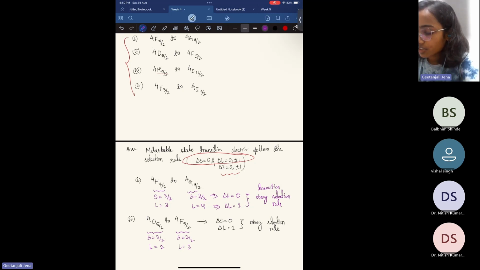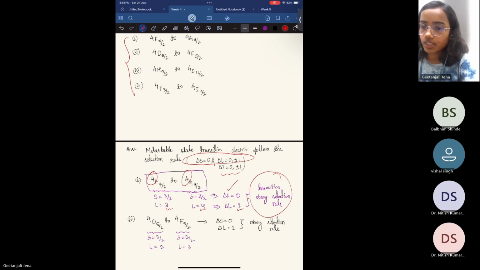If you see the first transition, which is from 4F 7/2 to 4G 9/2, 2S plus 1 is the same for both the levels. It is 4, that means the value of S will be the same. So the S value will be 3/2, and delta S is already satisfied. Delta S is 0. And for L, for F, L is 3, and for G, L is 4. So delta L is 1.